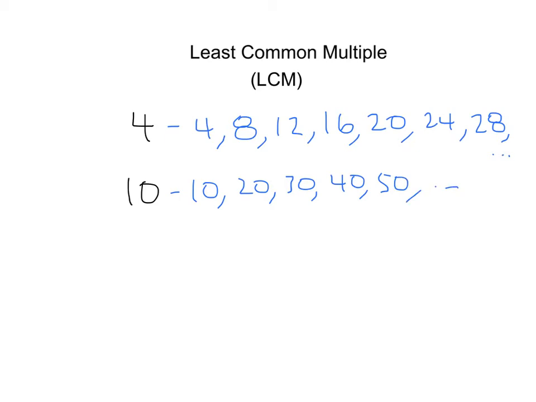Okay, so if I want to find the least common multiple, let's first identify if we have any common multiples here. As I look through, I have 20 and 20. If I kept going, I could find some more. Eventually I'd get to 40, for 4 times 10. And 40 would also be a common multiple, but the least common multiple, or LCM, for 4 and 10 would be 40. Okay, let's try another example.